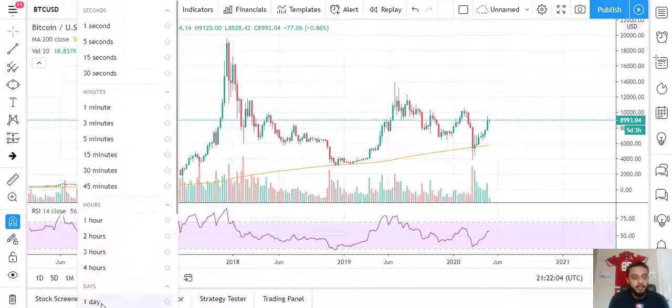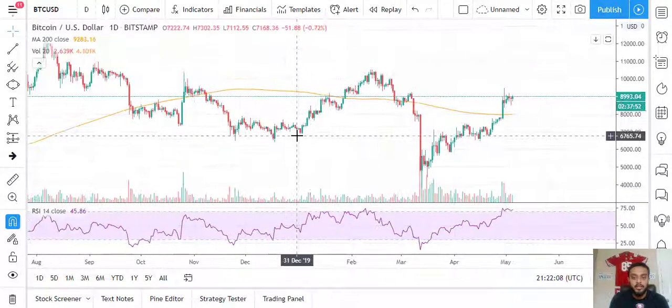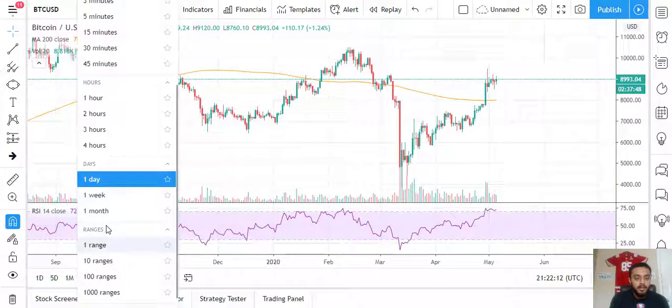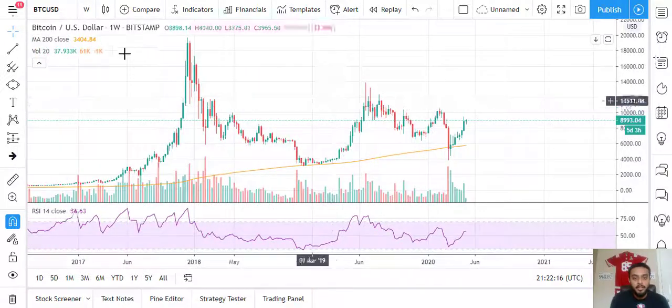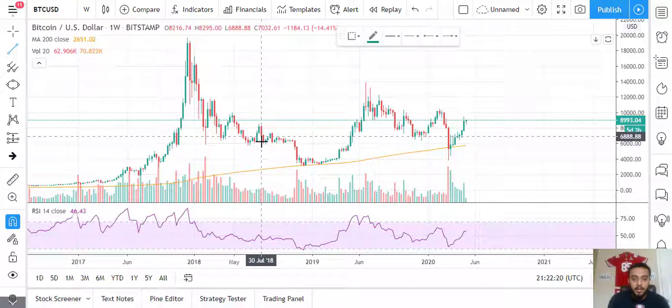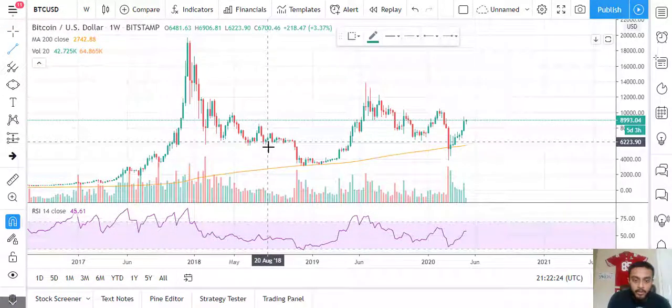We're going to go to the daily time frame and analyze. Before anything, once I have all my indicators, I like drawing my levels. By levels I mean places on the chart where there seems to be a definite support and resistance.